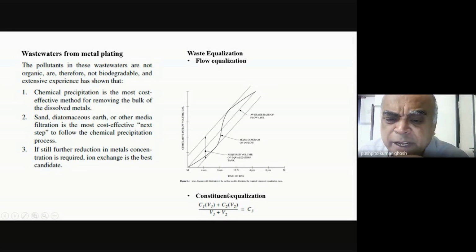So it would be similar to N1 V1 equals N2 V2. You work it out in that way, to see what would be the best way to do this equalization. So this is another approach that people take.